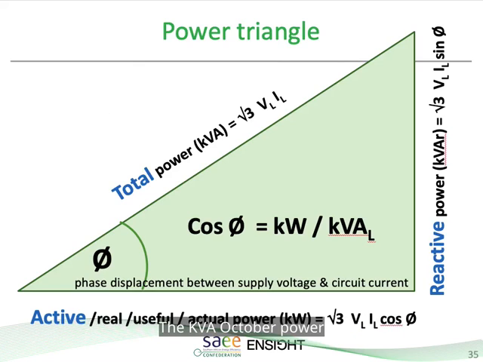Going back to the power triangle, let's have a look at some standard equations. The kVA, or total power, maximum demand, where Formosa spends most of its costs on electricity, is square root 3 times voltage times amperage. The active, real, or useful power in kilowatts is square root 3 times volts times amps times power factor. And reactive power, kVAR, is square root 3 times volts times amps times sine theta.